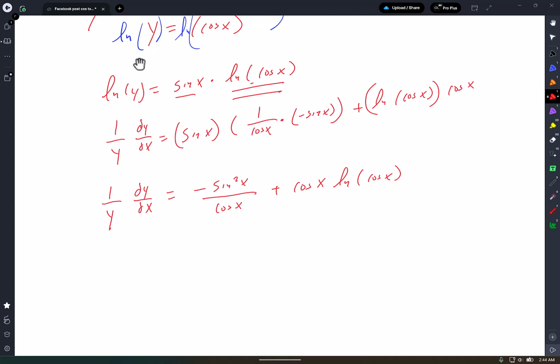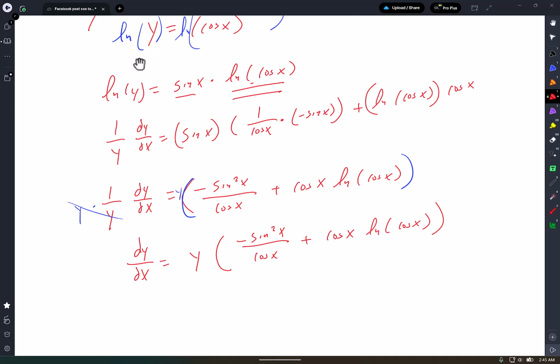And then we're going to go ahead and multiply by y, so put a giant parenthesis around all this here. And we're just going to go times y, whatever you do to one, you do to the other, right? Times y. So that cancels that. So now you have dy/dx. That's what we wanted. We wanted to isolate dy/dx. dy/dx equals y times, giant parenthesis, negative sine squared x over cosine x, plus cosine x ln of cosine x.